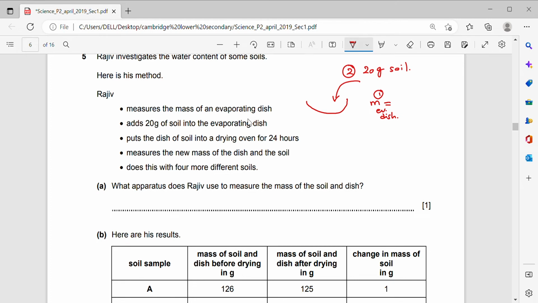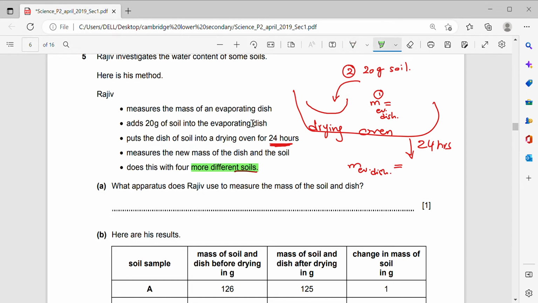Put the dish of soil into a drying oven for 24 hours. Put it in a drying oven for 24 hours. Measures the new mass. After the 24 hours, he measures the mass of the evaporating dish. Does this with 4 more different soils. So here the variable is different soils.